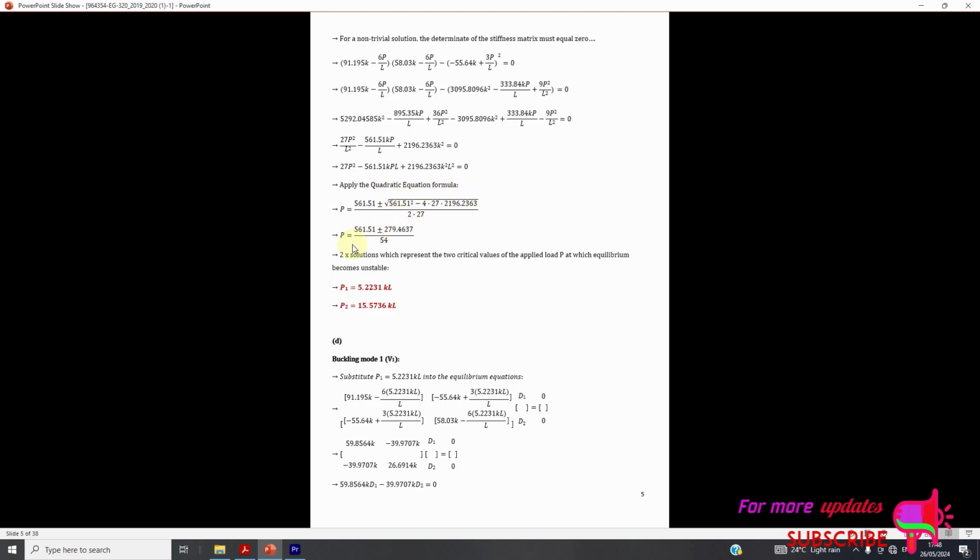You get that P should be equal to 561.51 plus 259.6437 over 54. Now this is the second answer, and this is the first answer of this quadratic equation. Now this becomes P1 is 5.2231 KL, and then P2 is 15.7536 KL. Now you follow that formula. This formula, I suppose we covered in part 2 and part 1.